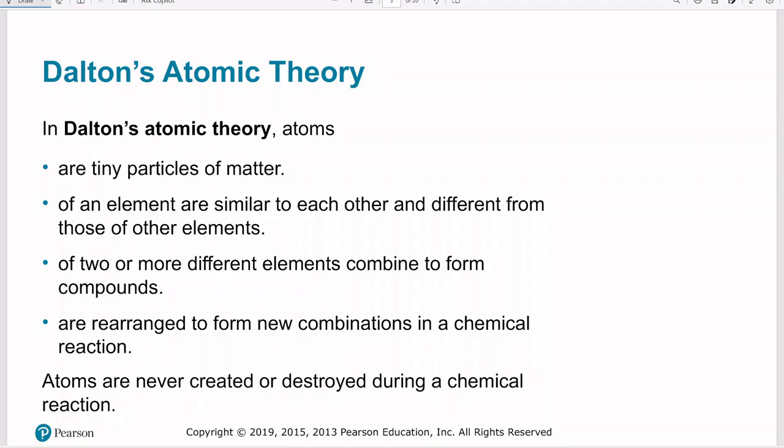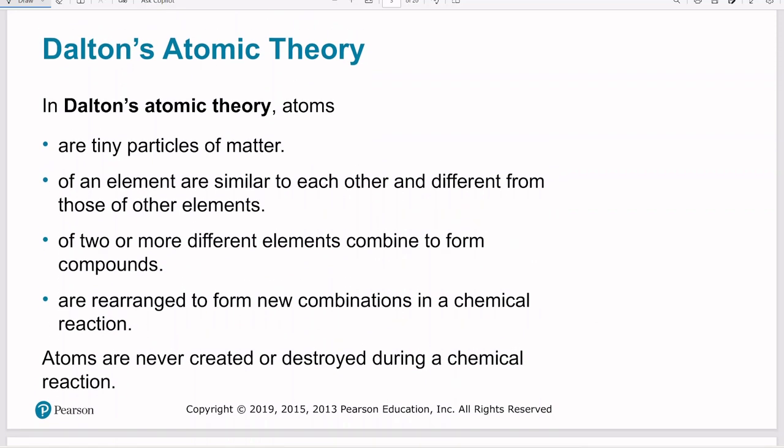Early chemists attempted to prove and explain the existence of atoms. Dalton was one of those early chemists, and in Dalton's atomic theory, he described atoms as tiny particles of matter. They're also parts of an element that are similar to each other and different from those of other elements. Atoms of two or more different elements combine to form compounds, and atoms can be rearranged in these compounds to form new combinations. This occurs during a chemical reaction. Atoms are never created or destroyed during a regular chemical reaction.